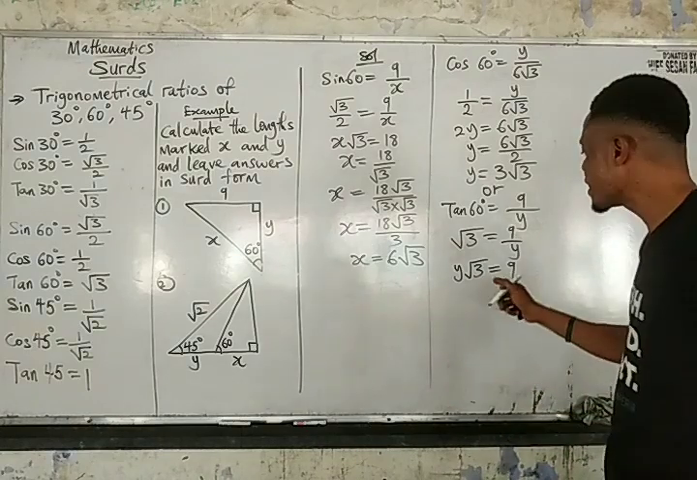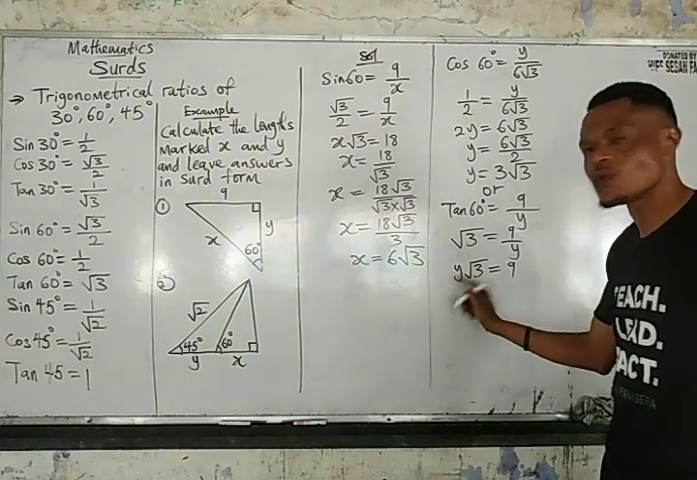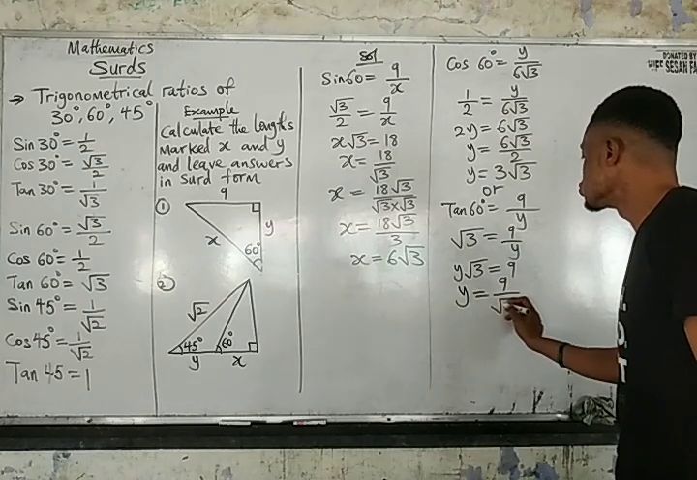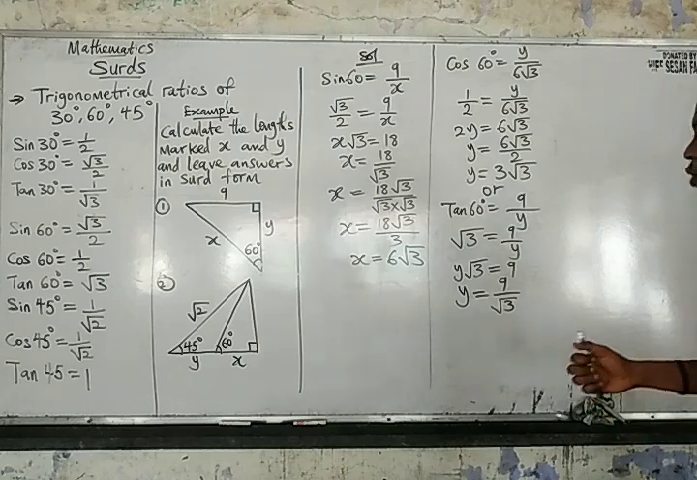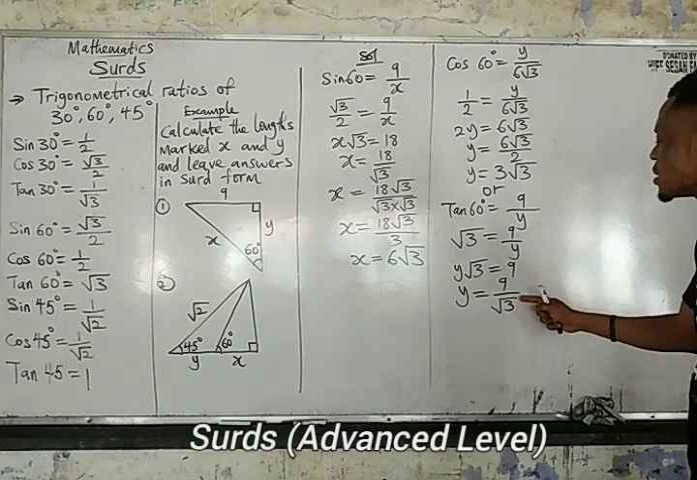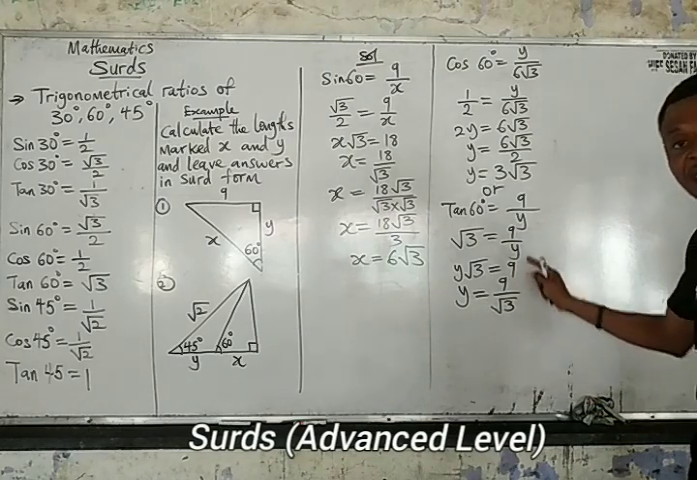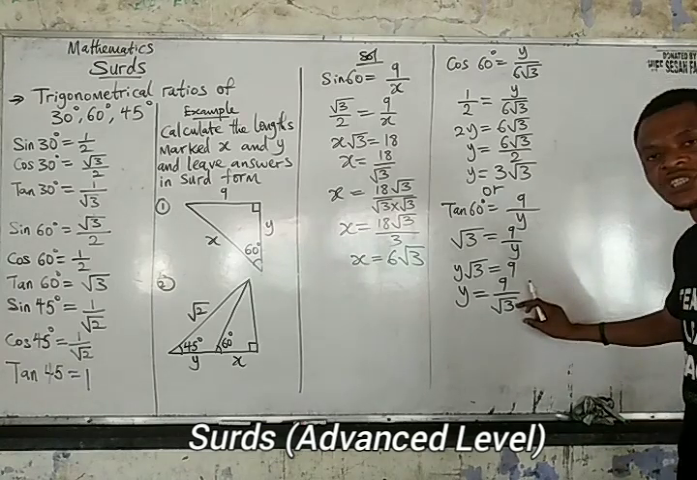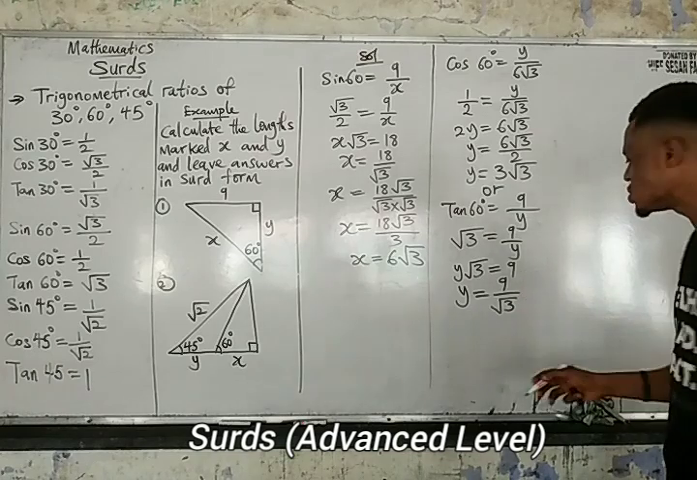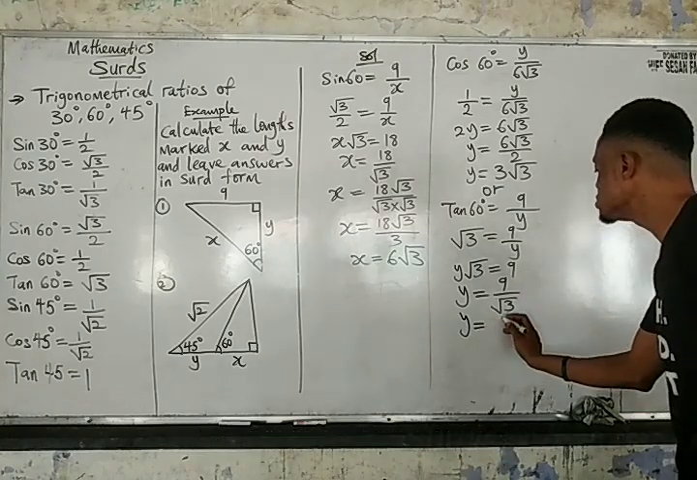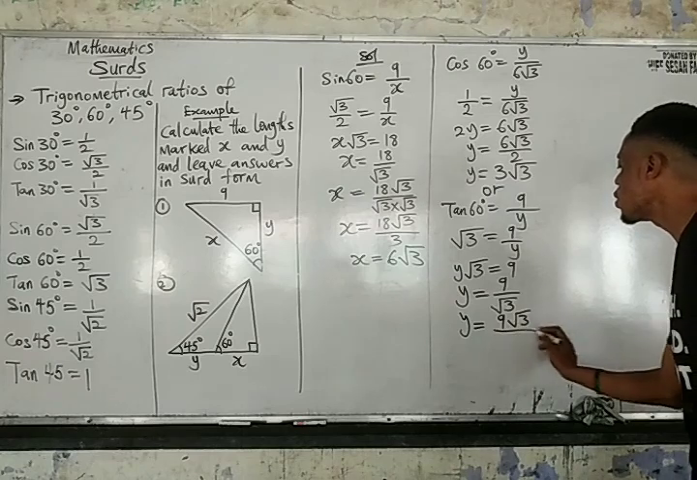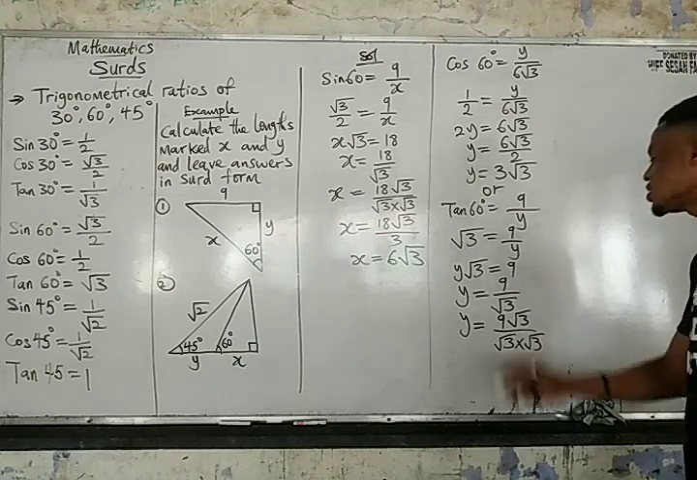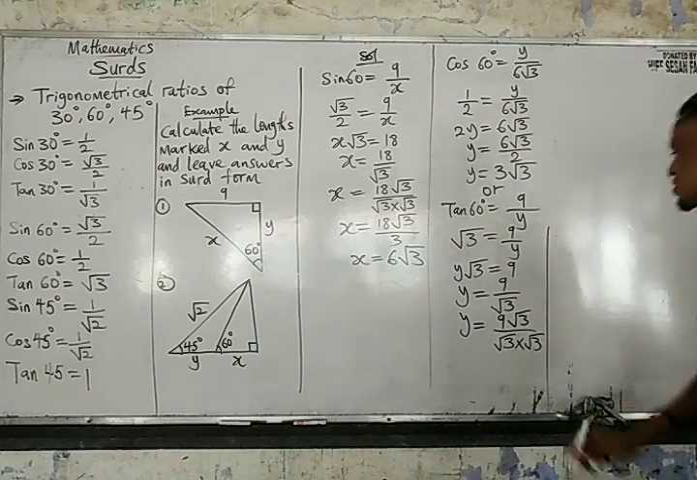Dividing both sides by root 3, which is the coefficient of y, will leave us with y equal to 9 all over root 3. Here we are going to rationalize what we have here. So we are going to multiply the numerator by root 3 and the denominator by root 3. So y is going to be 9 root 3 all over root 3 multiplied by root 3.